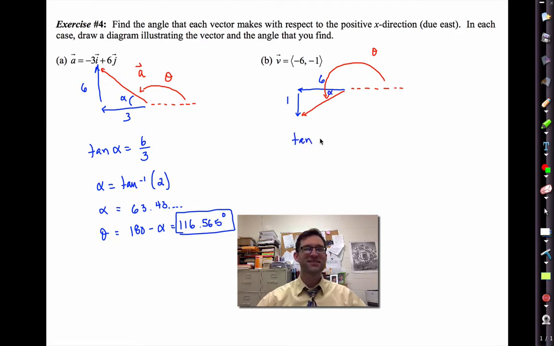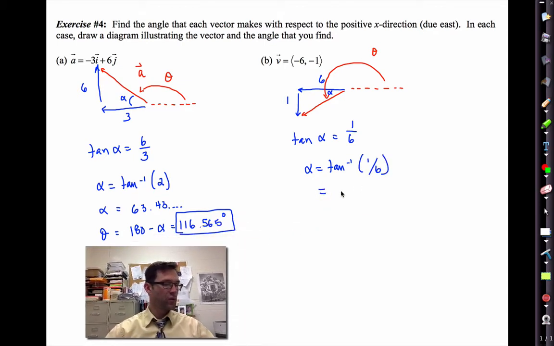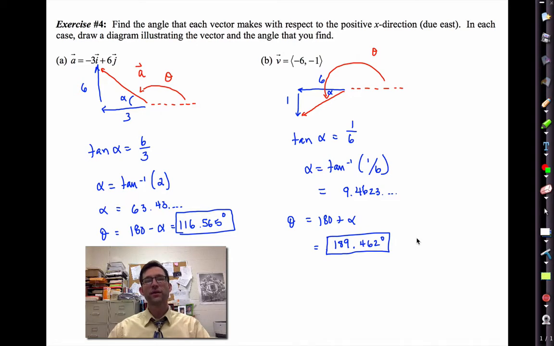And again, it's the same song. Tangent of alpha is 1/6. Alpha is the inverse tangent of 1/6, which is small, 9.4623, etc. Don't know why I wrote it out that much. And theta now will be 180 plus alpha. This should seem very familiar to solving trig equations. So theta is 189.462 degrees. And that's it. That's the whole deal.